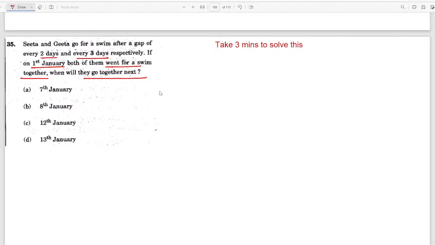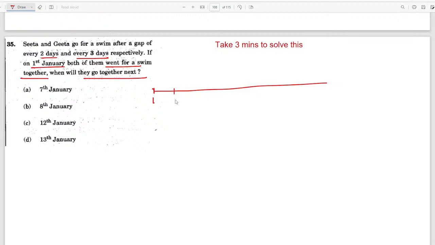So if today is 1st Jan, they are going for the swim together on 1st Jan, and then they are asking when will they go again. There is this data given here. Sita and Geeta go for a swim after a gap of 2 days and 3 days. Sita goes after 2 days.